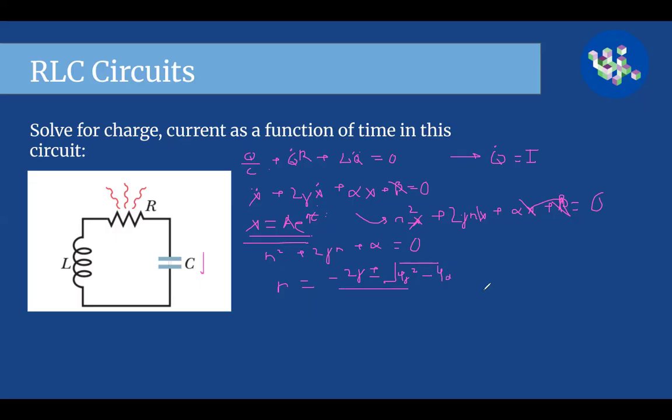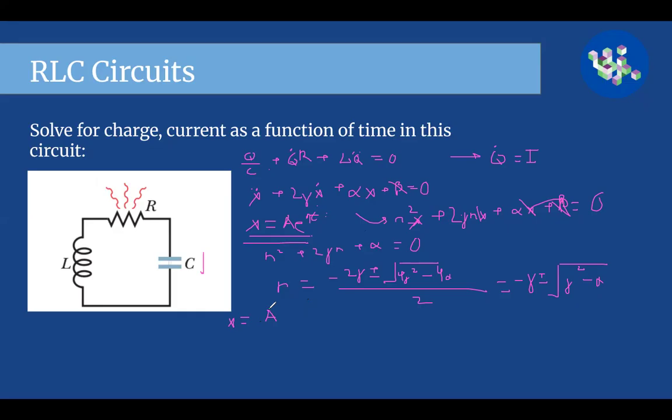And then divided by 2, right? So what does that equal to? That equals negative gamma plus or minus, we can take the 2 out, right? And that cancels. So the square root of gamma squared minus alpha. And so what is our final solution? Well, our final solution is x is equal to some constant a times e to the gamma t, right?